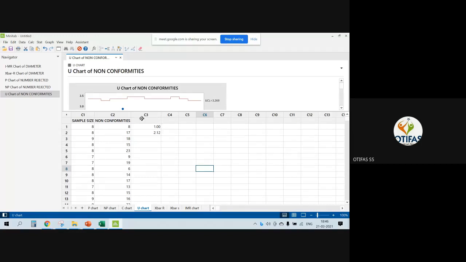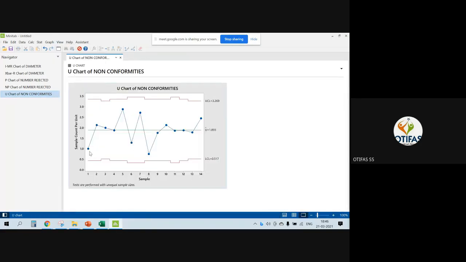And this chart is plotting this. Let us see this. First one is 1. DPU is 1. Second one is DPU 2.12. See, so it is a chart of DPU, defects per unit. That's why we call it a U chart. Okay.